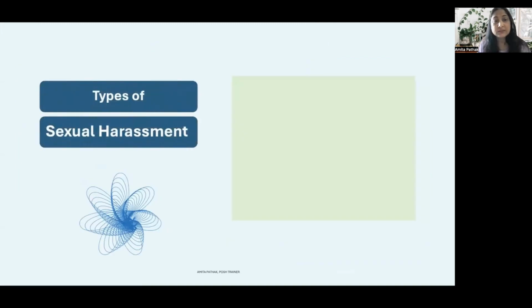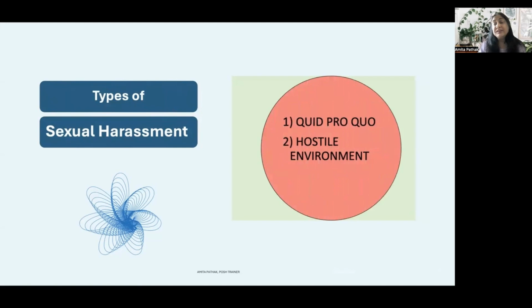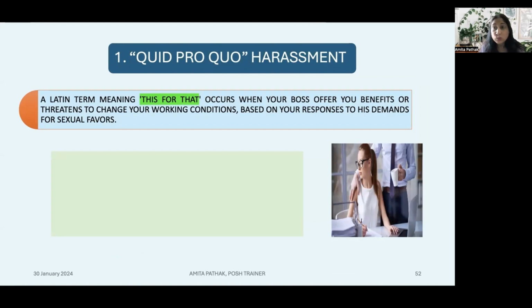Let's move ahead and understand the different types of sexual harassment. What are the different behaviors and how to deal with them. Dear friends, there are mainly 2 types of sexual harassment. Quid pro quo harassment. What is this? This type of harassment is called this for that. When your boss offers you benefit or threatens to change your working condition based on your responses to his demand for sexual favor. If the boss is asking for sexual favors for some benefits, this is quid pro quo harassment. What is this?